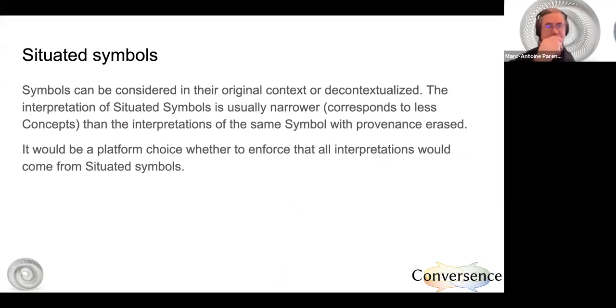So that's concept evolution. Situated symbols. Another thing about symbols, often a symbol will be taken in a document. That means that they have a context. And obviously, the interpretations of the symbol in context will be more precise than the interpretations of the symbol out of context, because we have access to the concept to disambiguate the entities referred to in the statement.